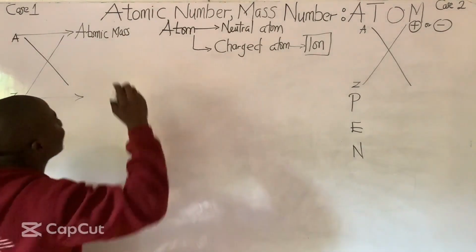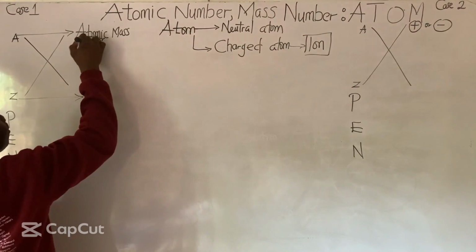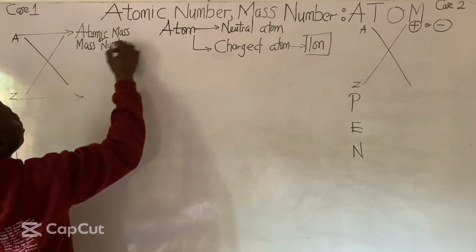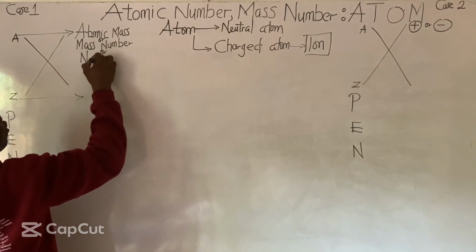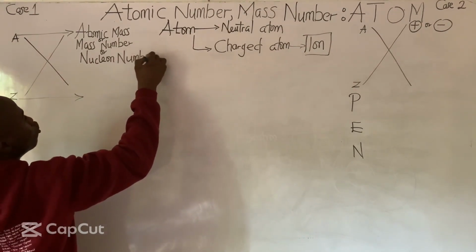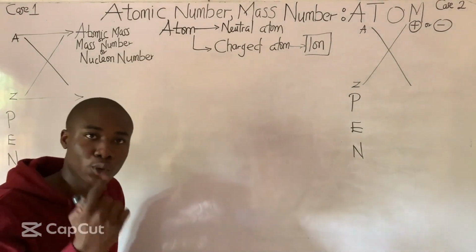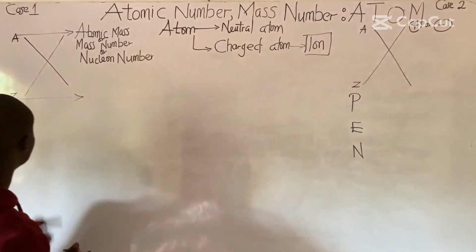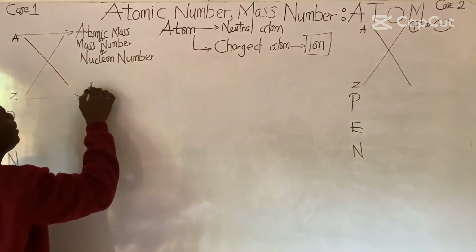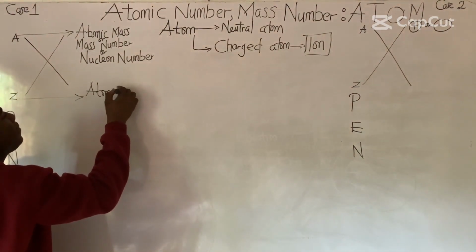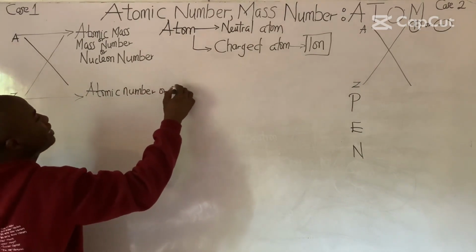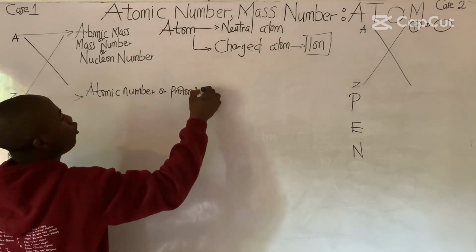And if I don't call it atomic mass, I can simply call it mass number. And lastly, if I don't call it mass number, I can call it nucleon number. Please, I did not say neutron number. It is called nucleon number. And lastly, for this symbol that is Z, what's it called? It is simply called atomic number. Or if I don't call it atomic number, I can simply call it proton number.